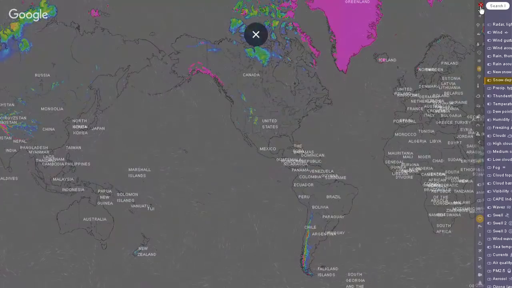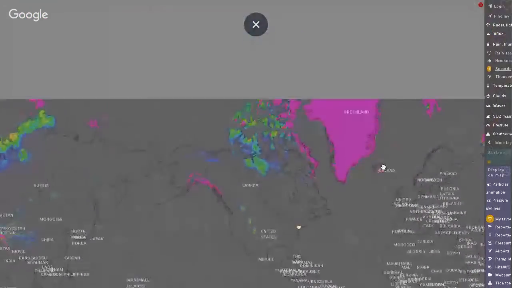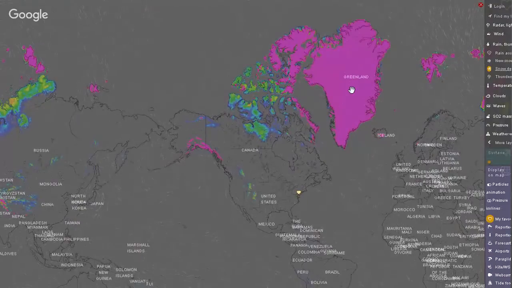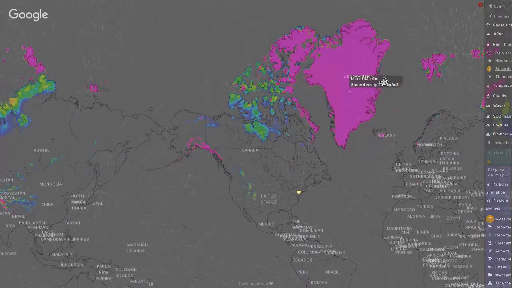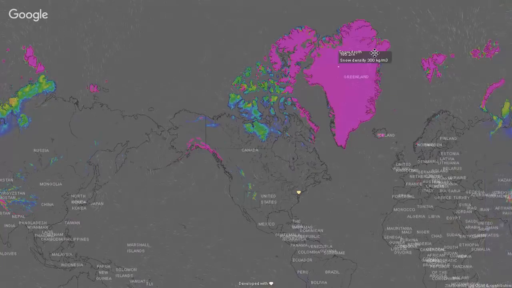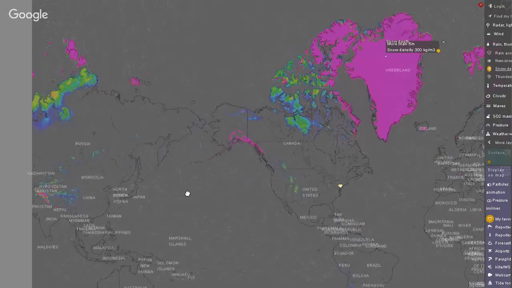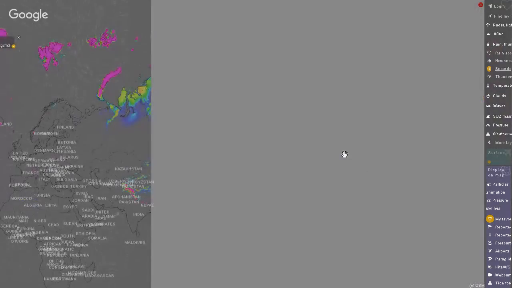I know a lot of folks are worried about Greenland melting. There's the snow cover on Greenland. And that says more than 5 meters. Of course, at that spot, it's only 185.2 inches. So it looks like 9 feet of snow coast to coast on Greenland. I'm not convinced it's melting.